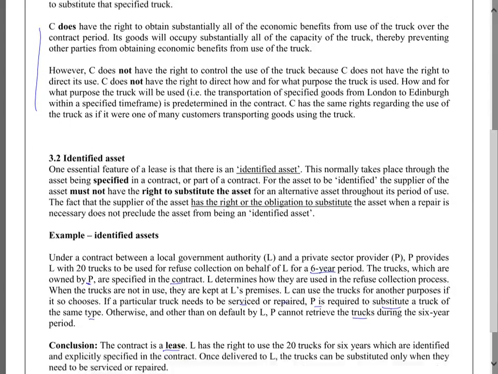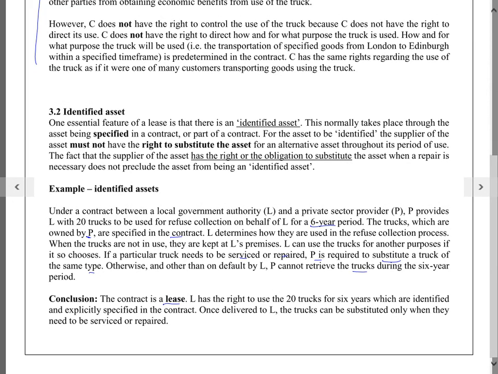So this one here, we have control because we will keep the asset over the weekend. However, if we need repair, they will take back the asset and replace it with a new one. They have a right or obligation to substitute the asset when repair is necessary. So when we mention the word control, I have the control over the asset, but they have the right to take back provided it is for repair purposes.